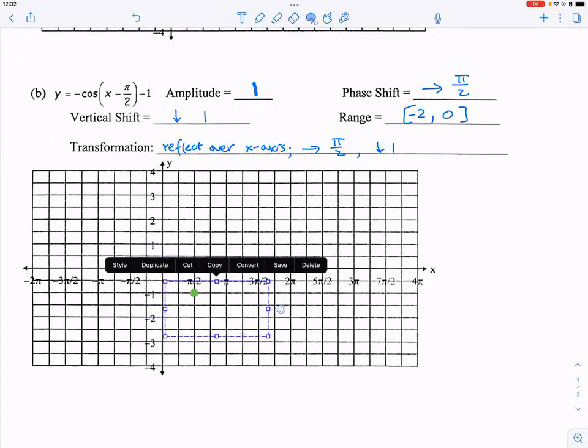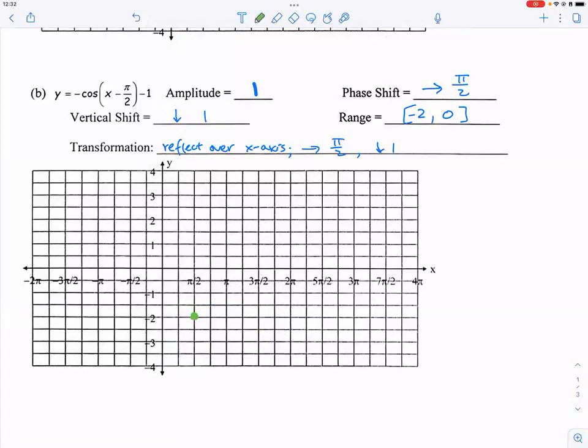Now, cosine was supposed to be at the peak, right? Now, after being reflected, it's no longer at the peak. It's now at the bottom. And then we shifted 1 unit, and we will shift 1 unit down. So this is the lowest point.